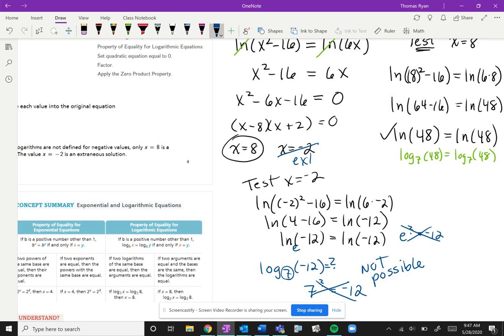So negative 2, even though it makes the equation ln of negative 12 equals ln of negative 12, which on paper looks equal, we need to go back and think, well, wait a minute. A log is some base raised to what power would give us negative 12, and that's not possible. So for that reason, negative 2 is an extraneous solution.